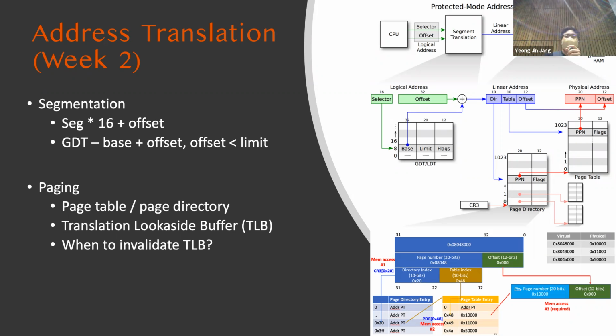So we can cache those translations, and that buffer is called the translation lookaside buffer, the TLB. Whenever we update the page table, the TLB is not synchronized, because the TLB is inside the CPU and the page table is inside memory, so there is no link between the two. If you update one, the other still remains. So whenever you update the page table, we need to call INVLPG, that's the instruction name, to invalidate the TLB.